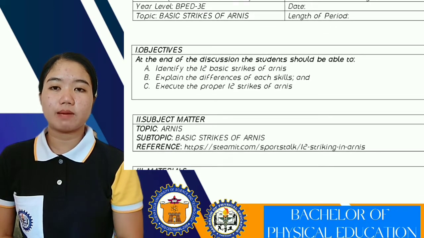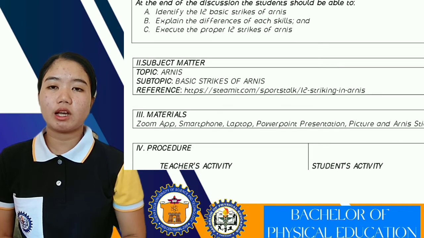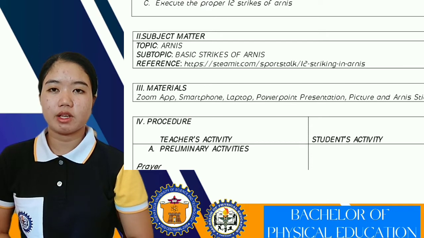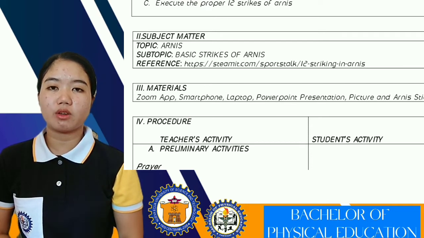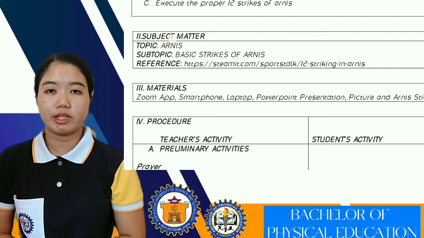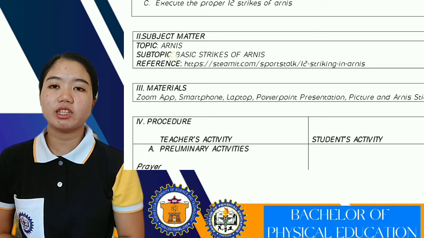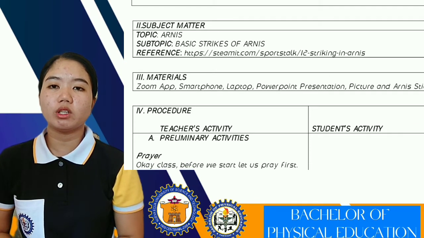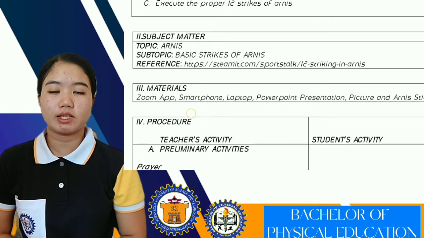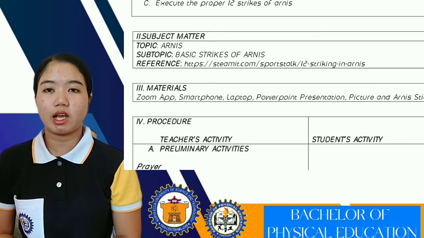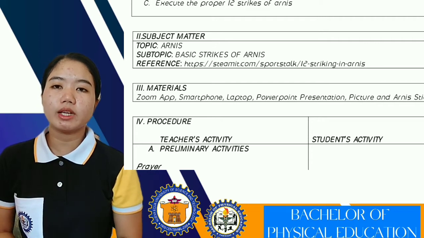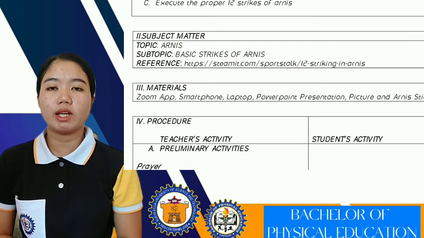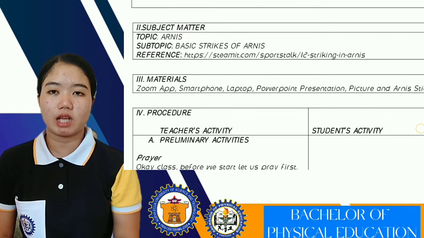Second one is the subject matter. Subject matter includes the topic, subtopic, and the reference. So dito we need to include the topic of our lesson, for example Arnis. So yung Arnis is the general topic, kaya naman meron tayong tinatawag na subtopic. So dito we need to include the specific topic of our lesson, for example the basic strikes of Arnis. So in that way, we can easily help our students identify what our main goal or main target of our discussion is.